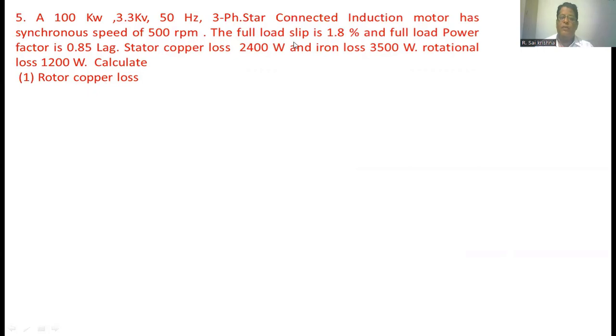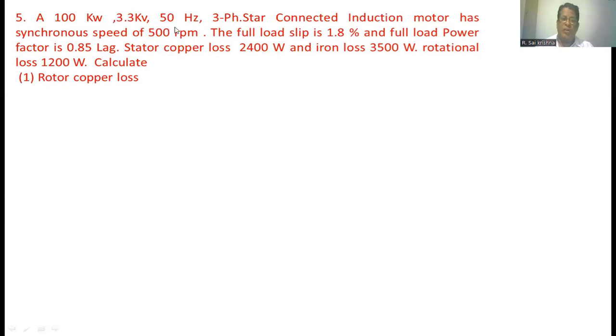A 100 kilowatt, 3.3 kV, 50 hertz, 3-phase star connected induction motor has a synchronous speed of 500 rpm. The full load slip is 1.8%. The full load power factor is 0.8 lagging. The stator copper loss is given as 2400 watts. The iron loss is given as 3500 watts. The rotational loss is given as 1200 watts. Calculate the rotor copper loss.